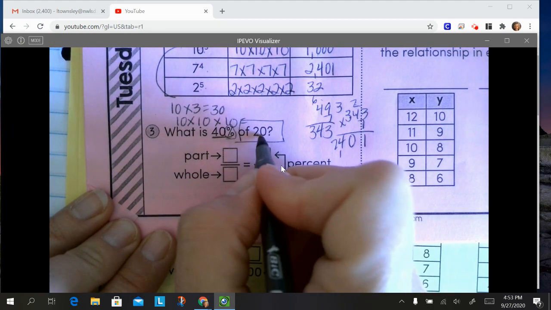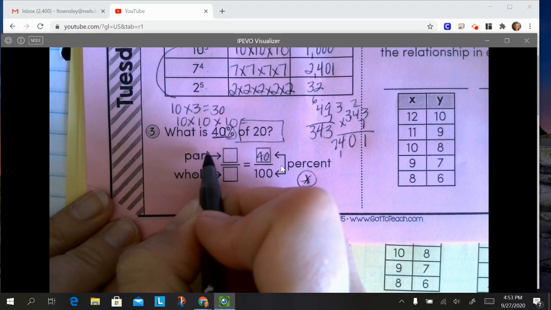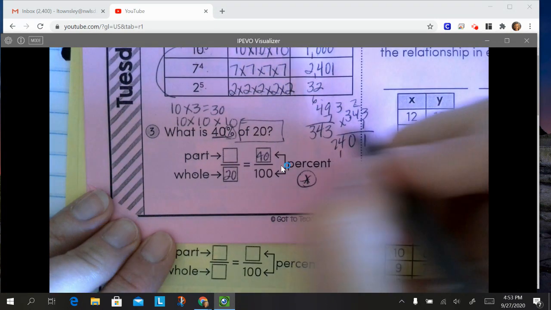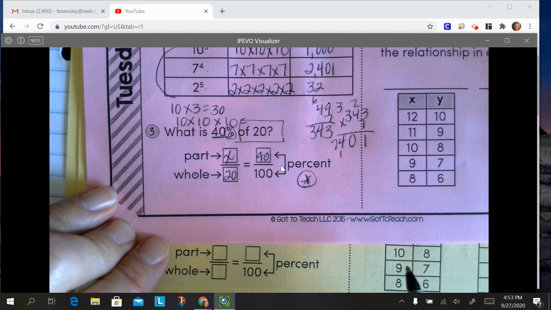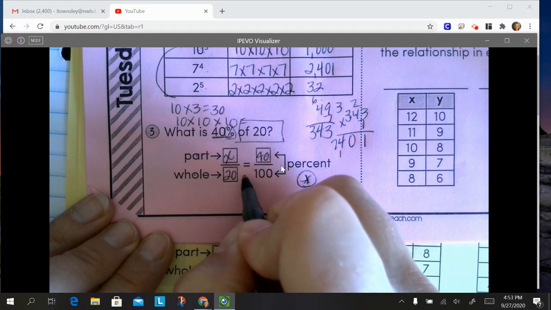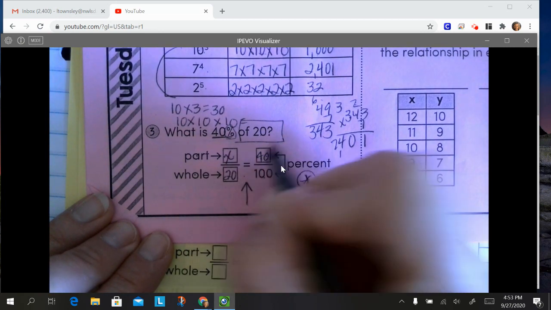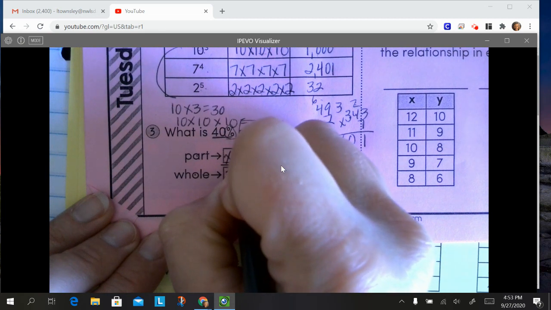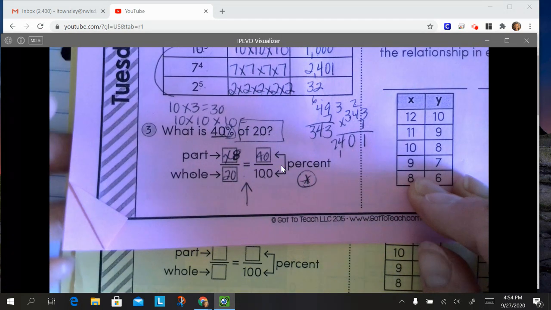Now we have to figure out if the of 20 is your part or your whole. So something of 20, something of 20. So think that would have to be your whole, and your part is what you don't know. So that's where you want to put your variable. Okay. And I'm sure some of you can already see that right here, if you do 20 times 5 to get you 100, this would have to be something times 5 to get you 40, which would be 8. Okay. They're just proportional relationships. Okay. All right. Good job.